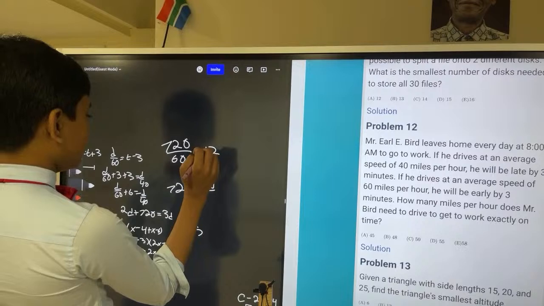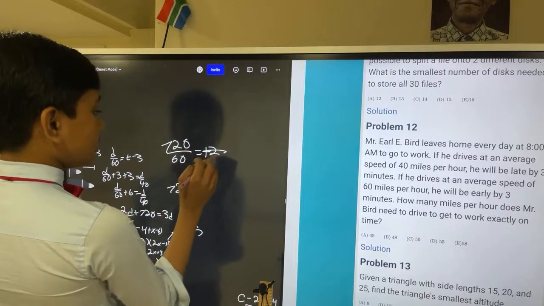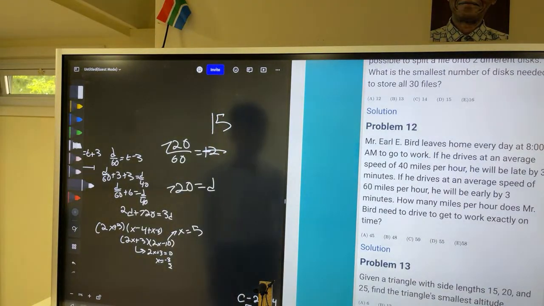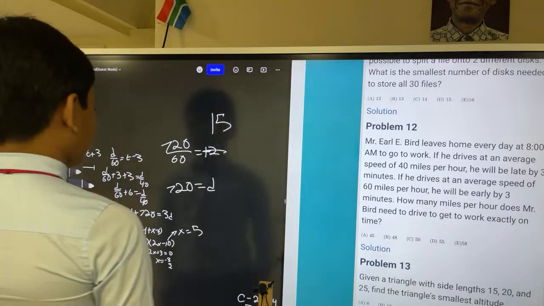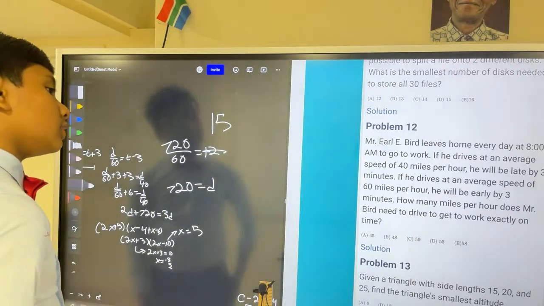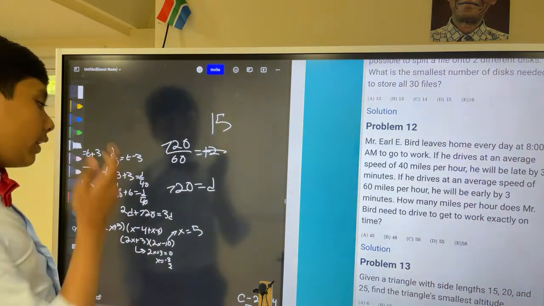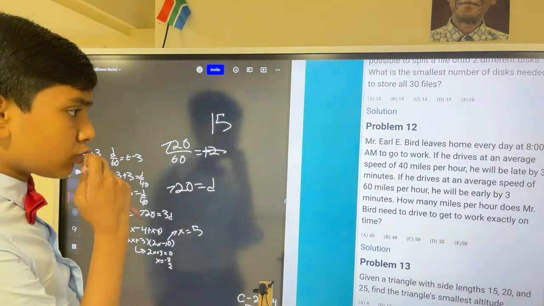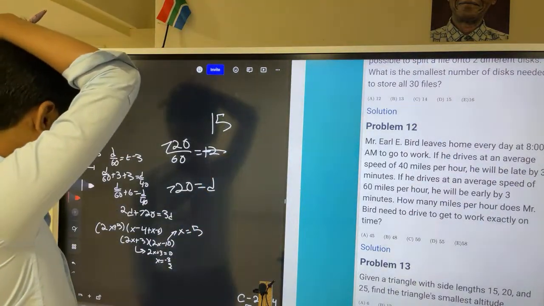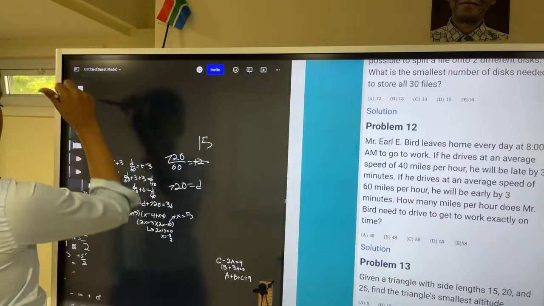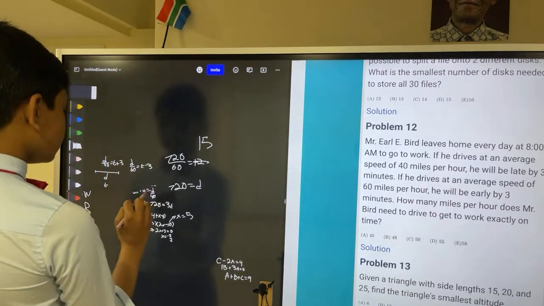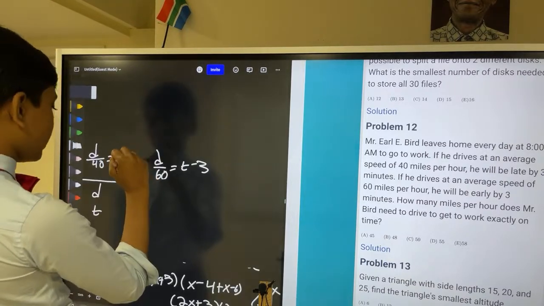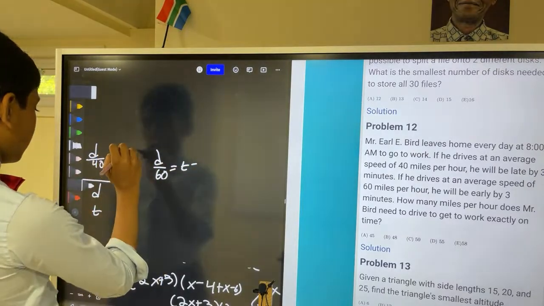Wait, no. It's T minus 3. So that means he's got to get there in 15 hours. Jesus Christ. Okay. He really is an early bird. So, if he needs to drive for 15 hours, it's 3 minutes. So why are we using miles per hour? Oh gosh. Okay. So instead of doing this, I'm going to have to convert 3 minutes to 1/20th of an hour.